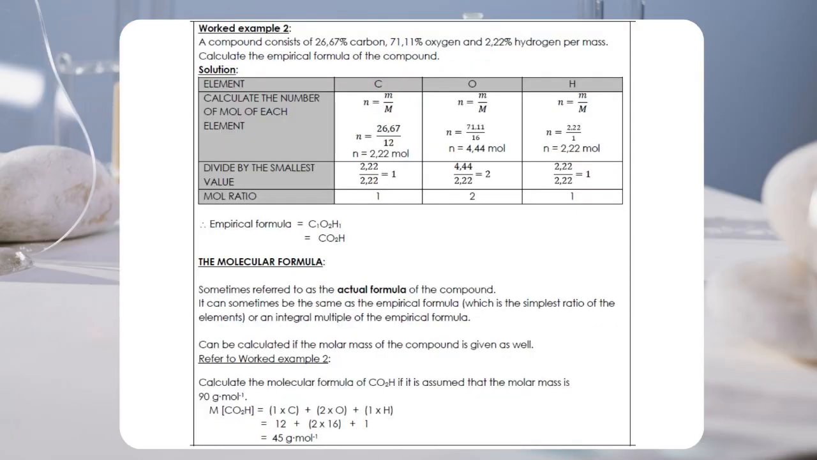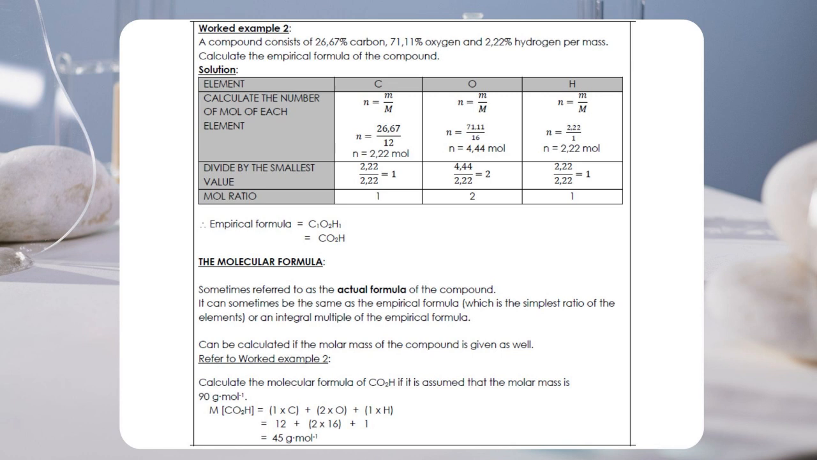Worked example 2. A compound consists of 26,67% carbon, 71,11% oxygen and 2,22% hydrogen per mass. Calculate the empirical formula of the compound. Solution: empirical formula equals C1O2H1 equals CO2H.